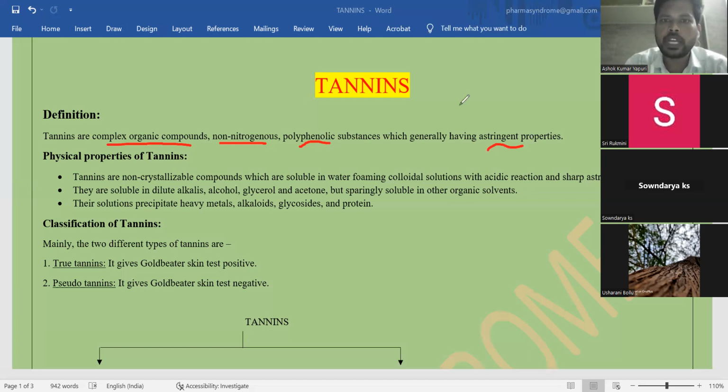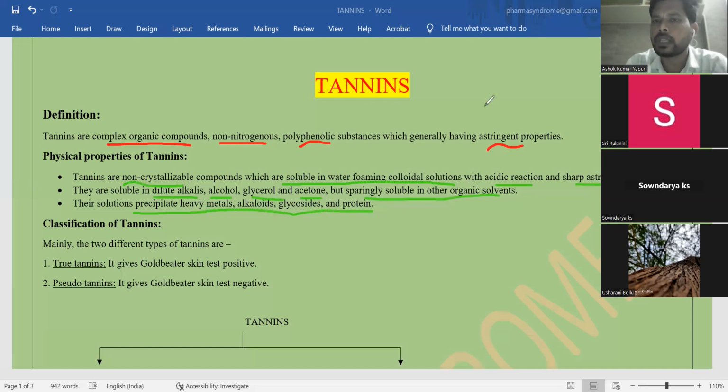Regarding the physical properties of tannin compounds, they are generally non-crystallizable compounds which are soluble in water, forming colloidal solutions with an acidic reaction as well as a sharp astringent taste. They are soluble in dilute alkalis, alcohol, glycerol, acetone, but sparingly soluble in other organic solvents. Their solutions precipitate heavy metals, alkaloids, glycosides and also proteins.